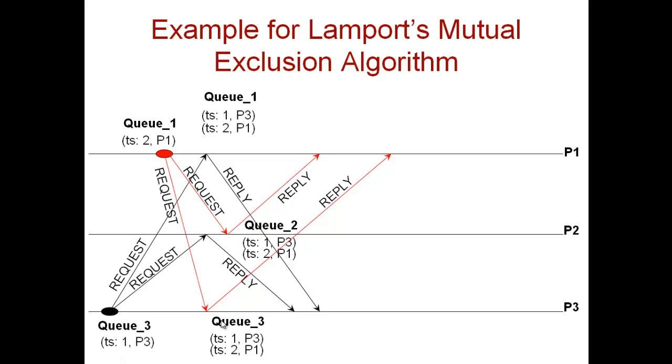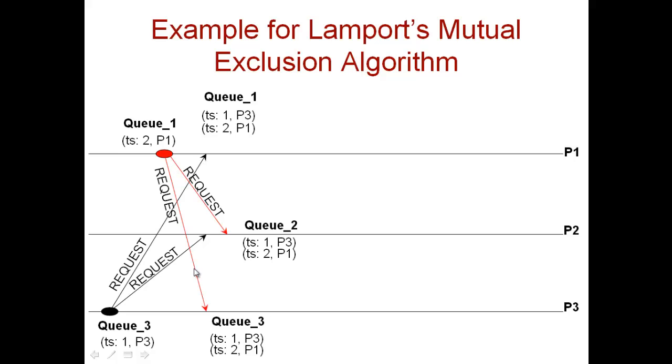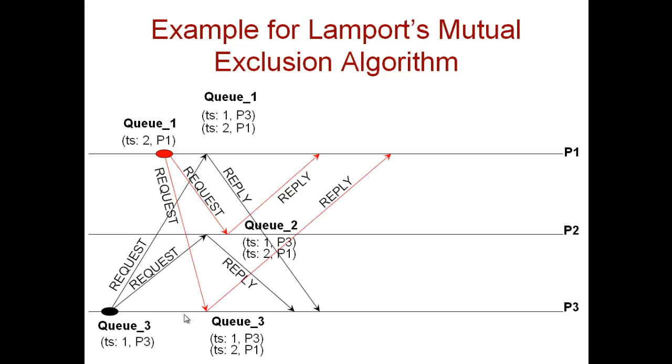So after it got the request message from P1, P3 knows whose request is in the front of the queue. So P3 could defer its reply. P3 need not send a reply to P1 because P3 knows that P1 will not be able to execute the critical section even if it sends a reply, because P3 knows its own request is in the front of the queue.